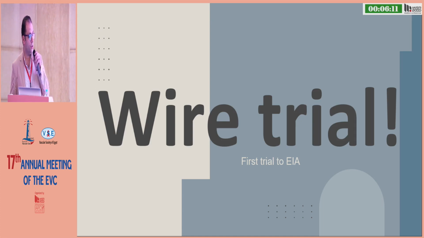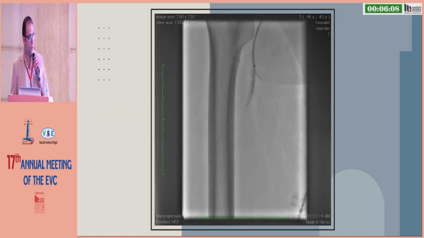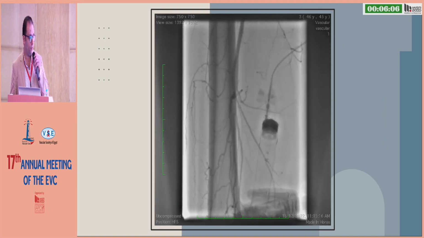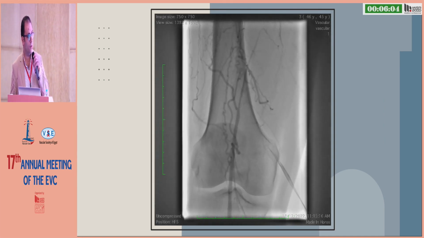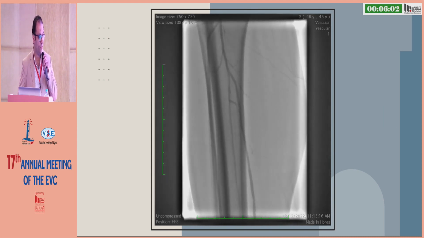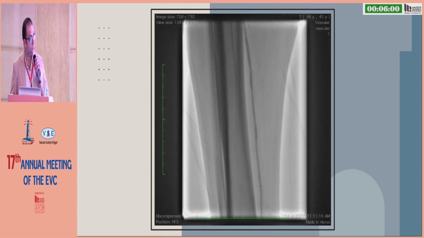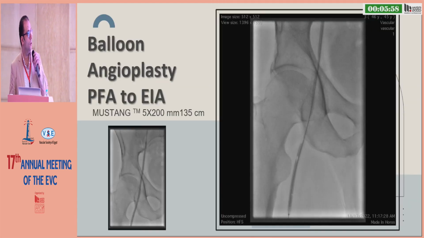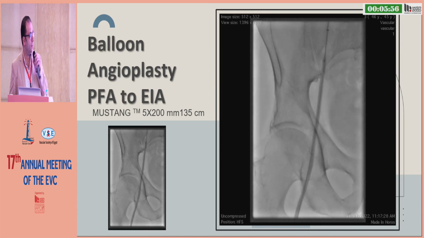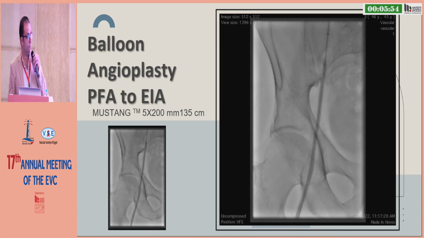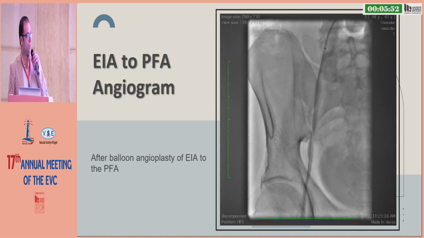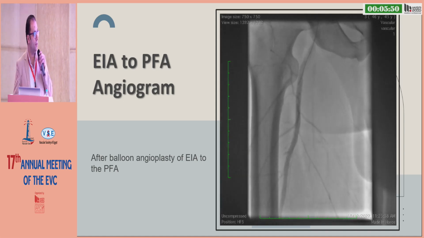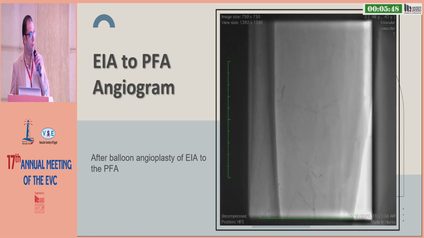We tried to pass the wires through the common femoral artery and the external iliac artery, and this is the angiogram after the passage of the wire. We tried balloon angioplasty of the external iliac artery and the profunda femoris artery, and the angiogram shows a patent external iliac artery and profunda femoris artery.